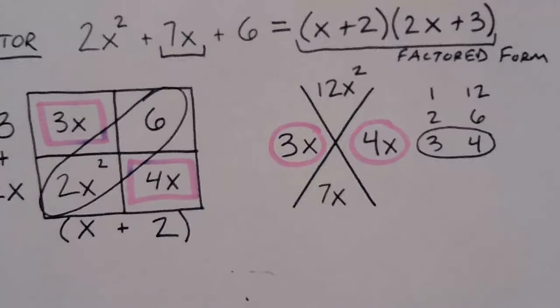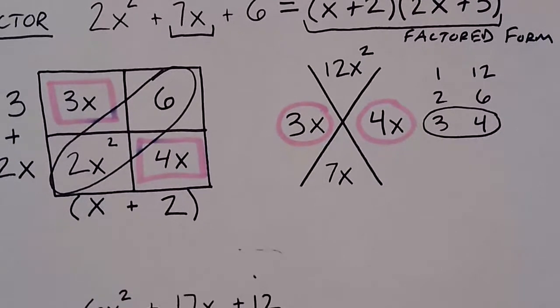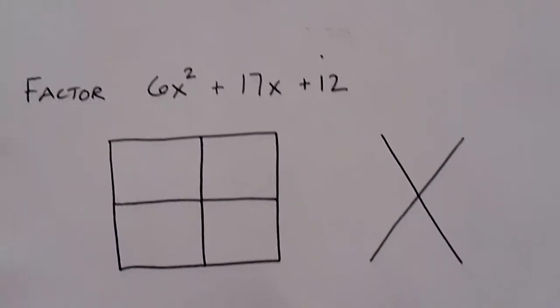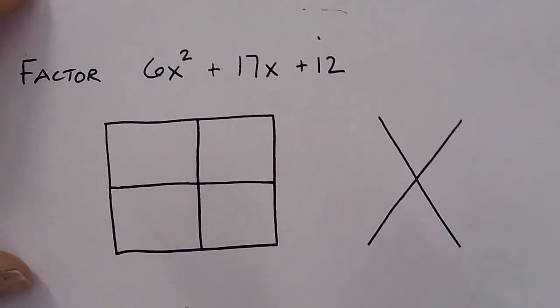Oh, let's slide that over so you can see that factored form. All right, let's look at another quadratic. Factor 6x squared plus 17x plus 12.